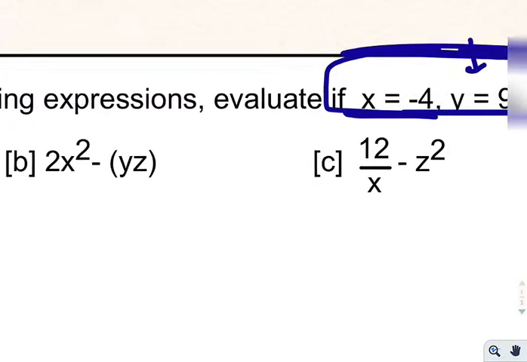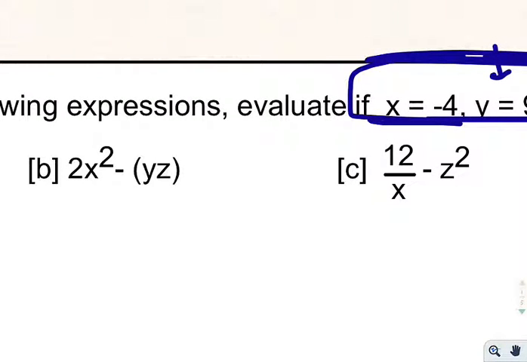So let's take a look at the second problem. Again, I'm going to transfer everything that's not a variable. So we have this 2. We have this x, which is going to be squared. And then we're going to have this y times z.